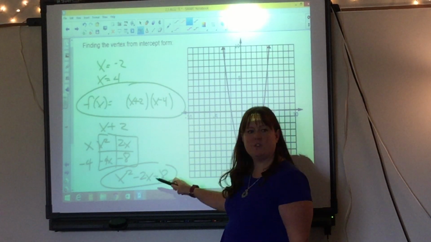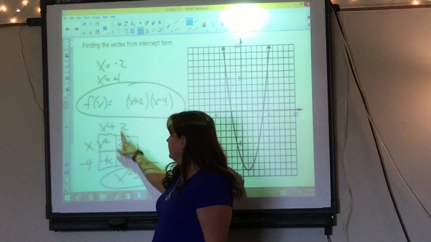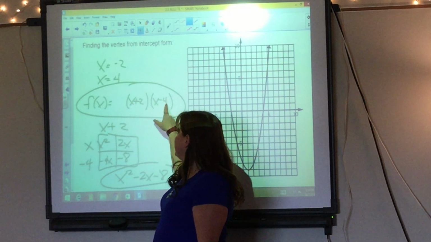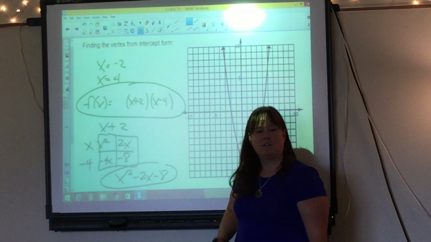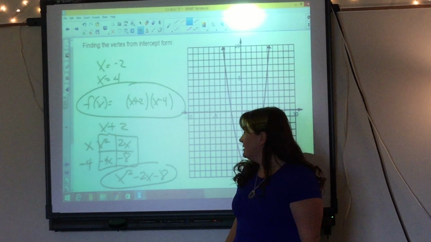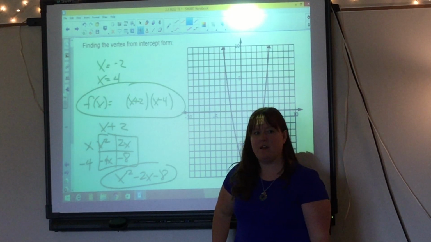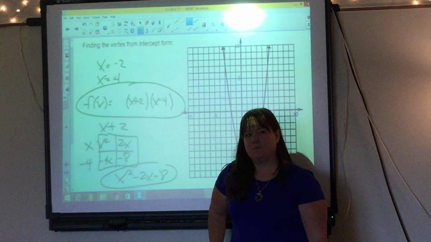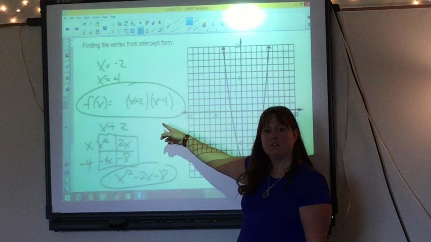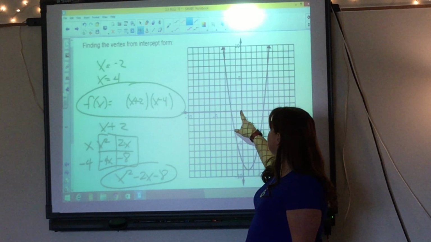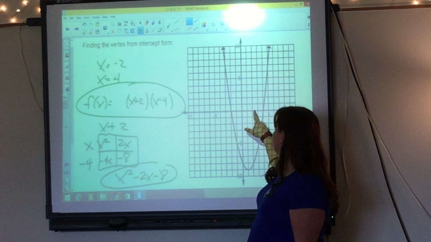This is intercept form. How'd you get standard form? On the top, because I have negative 4x and positive 2x. This is x squared minus 4x plus 2x minus 8. You add them together, and negative 4 and positive 2 gives me negative 2. How did you get -2 for the intercept on the graph? I looked here, and I said it crosses the x-axis at negative 2 and at positive 4.